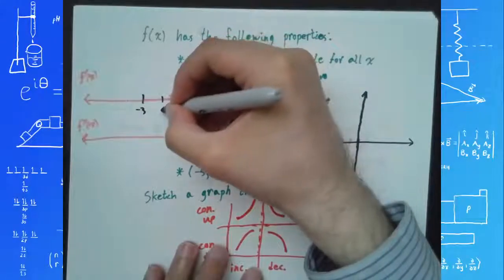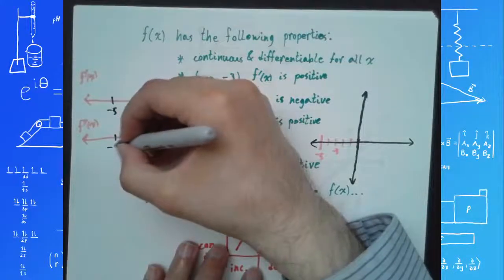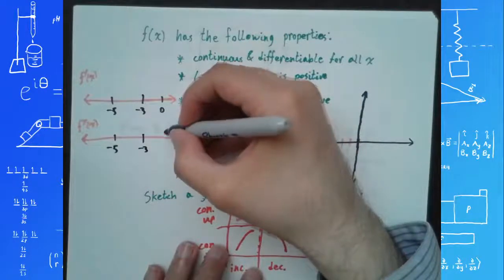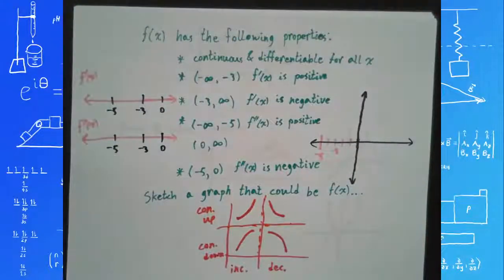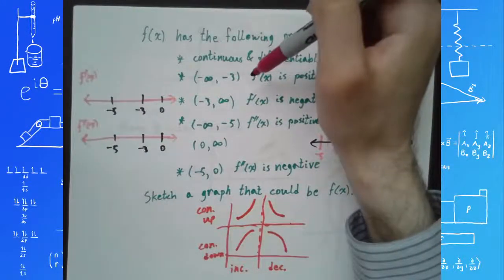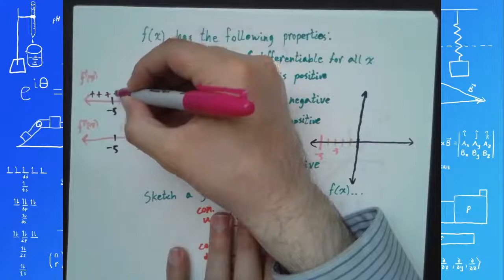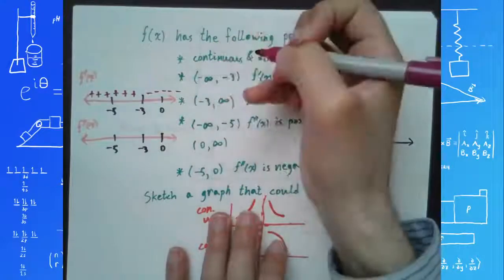Let's see, we want -3 and 0 and -5, not to scale. Yeah, this is definitely not to scale. I've drawn -3 closer to 0 than it is to -5. That's definitely not to scale. But yeah, let's see what our regions are. So -infinity to -3, the first derivative is positive. So positive everywhere here, and then negative everywhere after that.